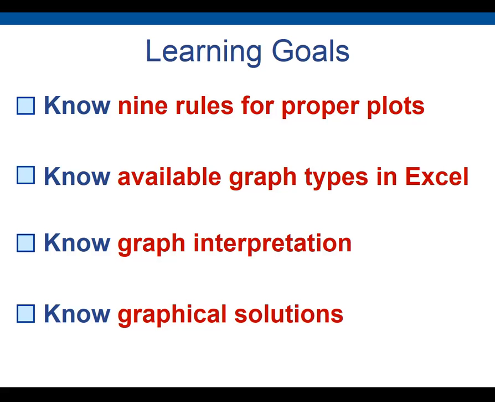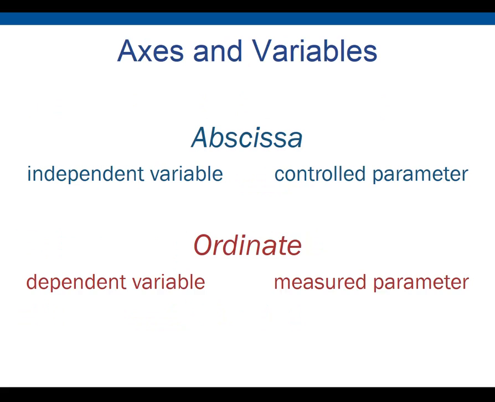The third one is to know graph interpretations, and the last one is graphical solutions. So basically, number 3 and number 4 are about interpreting the graph. From the graph, how can we interpret the data and how do we get some solutions? That's the idea. Okay, so before we go to the graph, we have to understand the concept of independent variable and dependent variable.